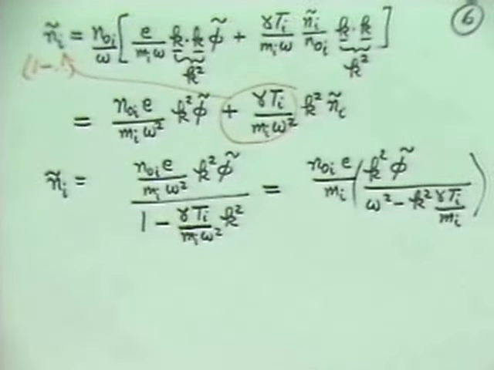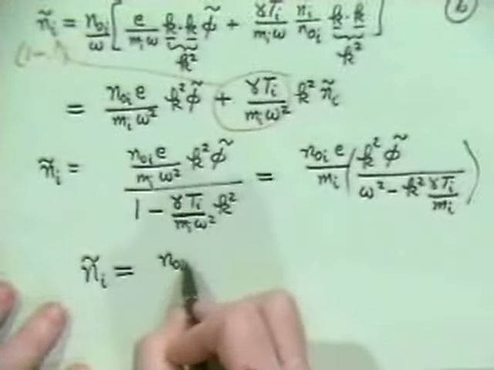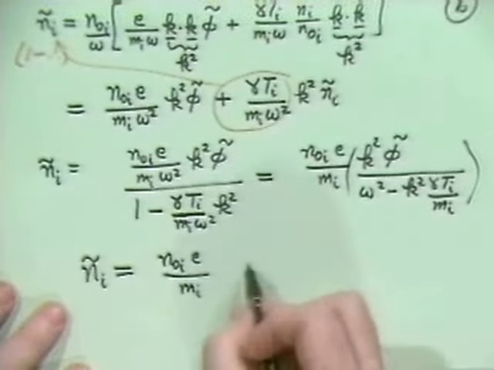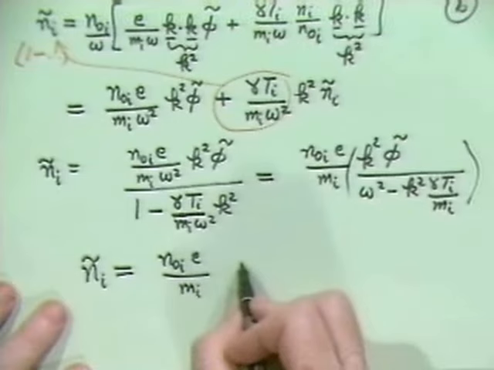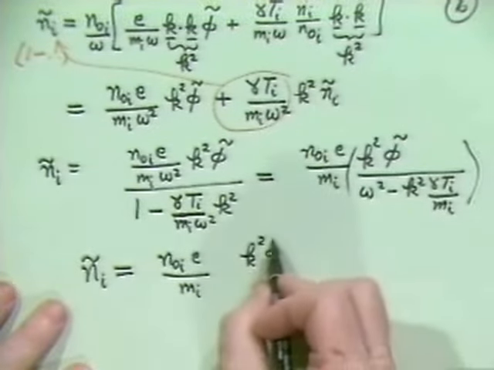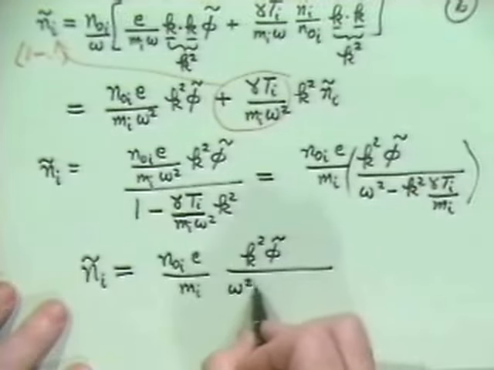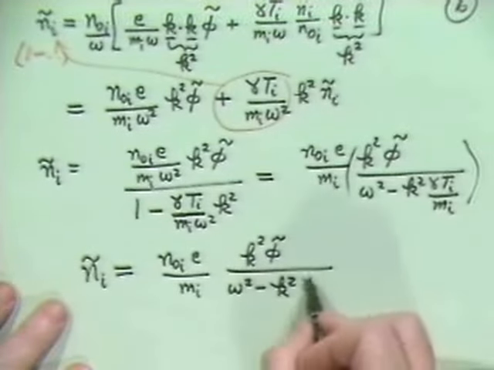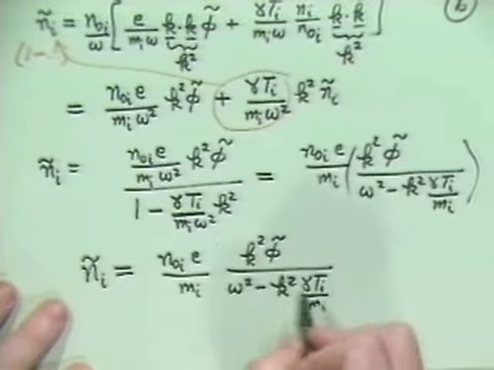So what now is next on the agenda, so to speak? Well, maybe I'll even start a new page because it gets a little bit complicated to say it. Well, let me summarize it so I can see it when I'll need it in a moment here. So we'll get n naught i e over m_i. And then k squared phi tilde divided by omega squared minus k squared gamma T_i over m_i.